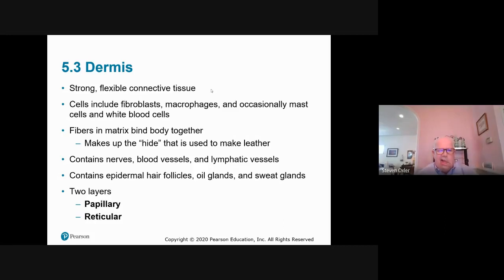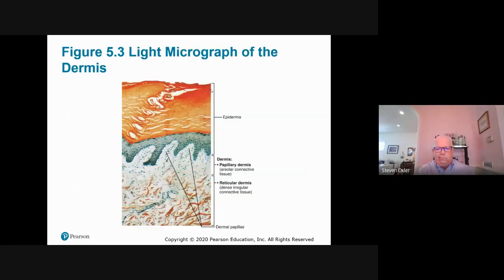The dermis is divided into 2 layers, papillary and reticular. Here's the epidermis, 4 or 5 layers, and here's the dermis, 2 layers, papillary and reticular. And this is all connective tissue, and you don't have to know the type of connective tissue. Just know the dermis is connective tissue and has blood supply, nerve supply, and lymphatic supply.